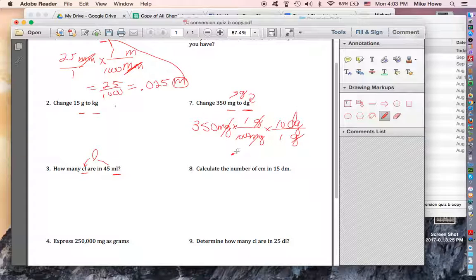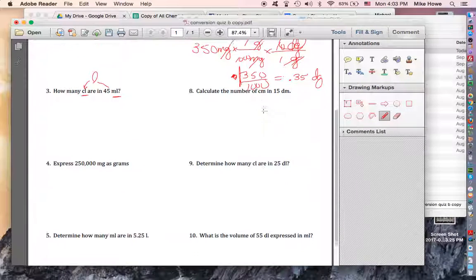Now when you do the math, you've got 350 on top, and on the bottom you've got 1,000 times 1. 350 divided by 1,000 is 0.35. The unit would just be decigrams because grams cancel, milligrams cancel like we said. Decigrams is what you're looking for.